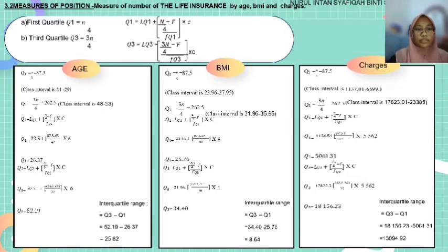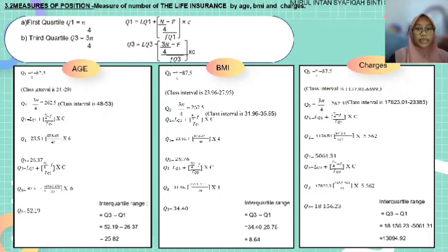Part 3.2, measure of position. Measure of the life insurance by age, BMI and charges. We have the first quartile, the third quartile and the interquartile range. The interquartile range is Q3 minus Q1. For the age, Q3 is 52.19 and Q1 is 26.37. So the interquartile range is 25.82.